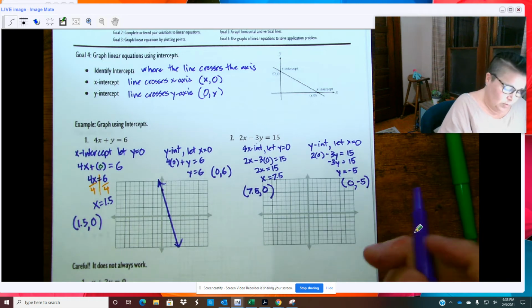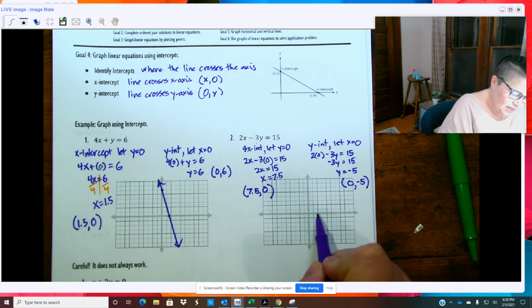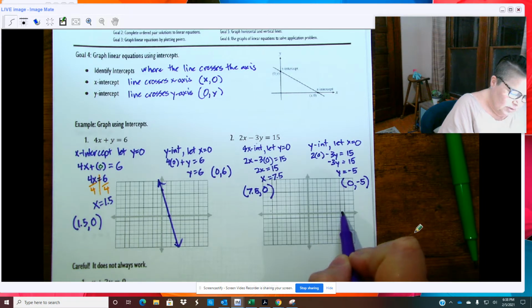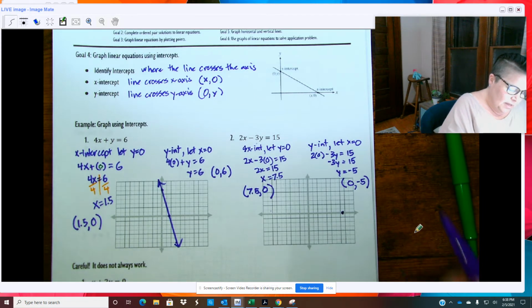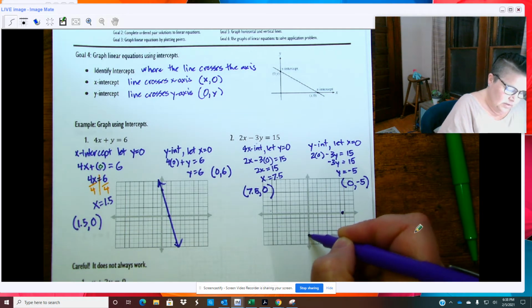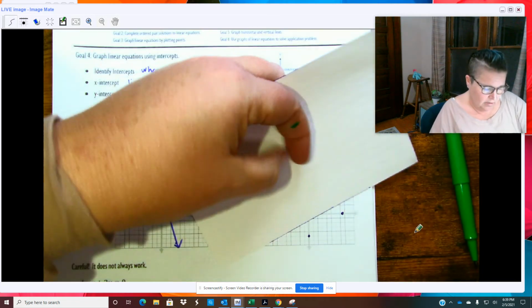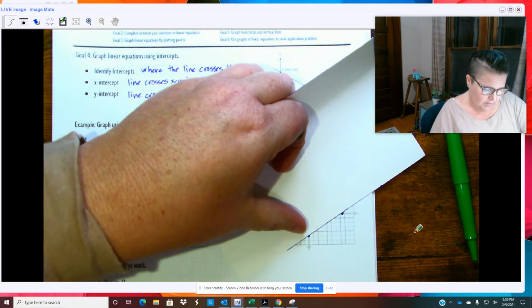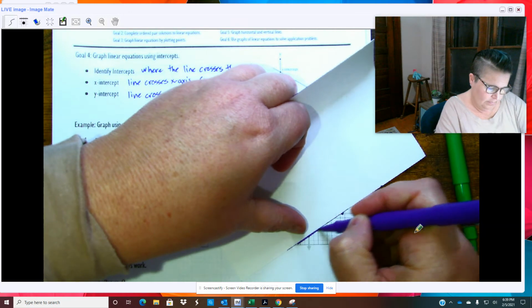Plotting these 2 points, I have (7.5, 0), so that's going to be right about there. And then (0, -5). So 0, 1, 2, 3, 4, 5. These 2 points are enough to plot the graph.